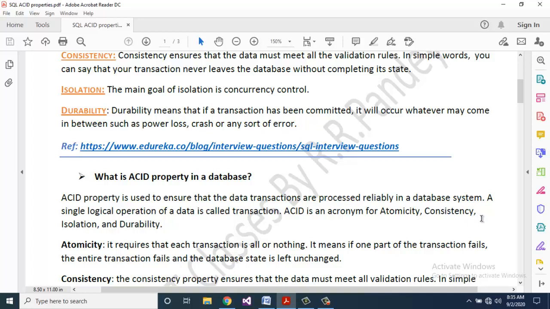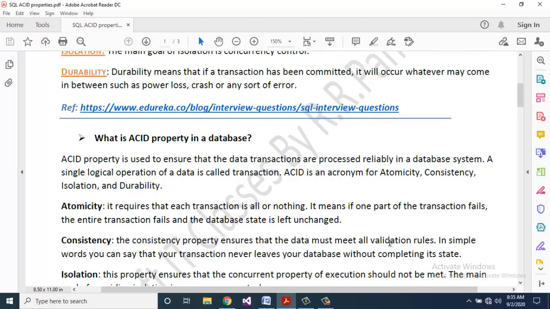consistency, isolation, and durability. Atomicity, it refers that each transaction is all or nothing. It means if one part of the transaction fails, the entire transaction fails and the database state is left unchanged.